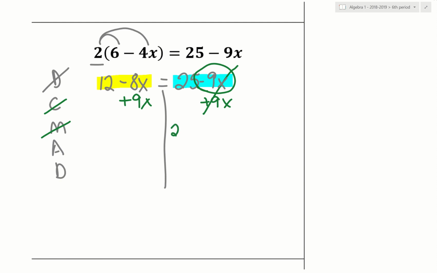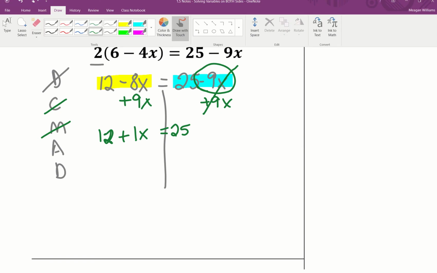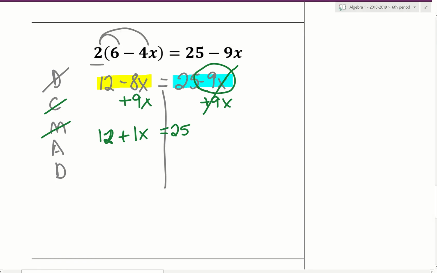That means I am left with a 25 on the right side. And I've got 12 what? Plus 1x left over. Negative 8 plus 9 gives me 1. You do have to separate those two terms. Make sure you put a positive sign in front of it because it was positive 1. Yes, sir, it is.